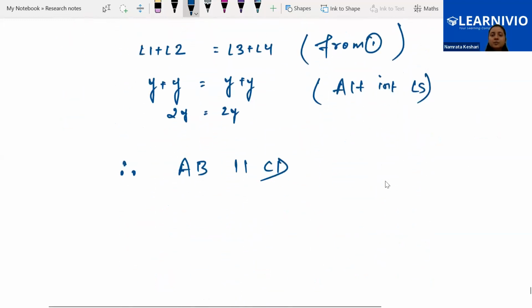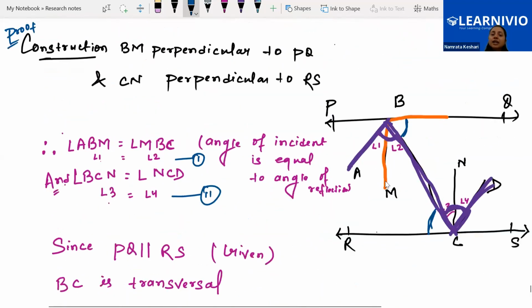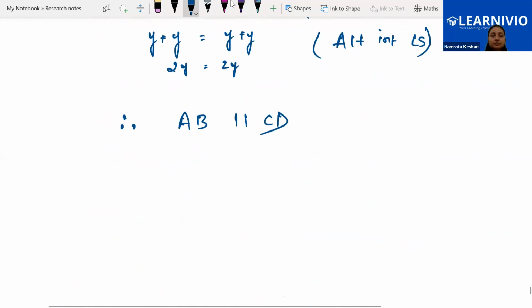Now we can say AB is parallel to CD. Go through the steps. Tell me anywhere having any confusion. No one having any confusion, right? Okay. Let's do the next question.